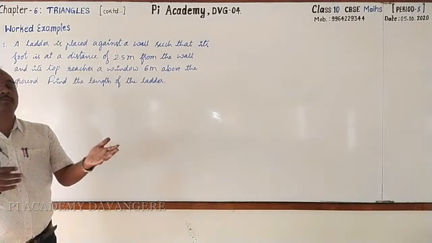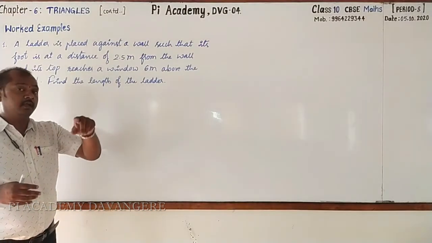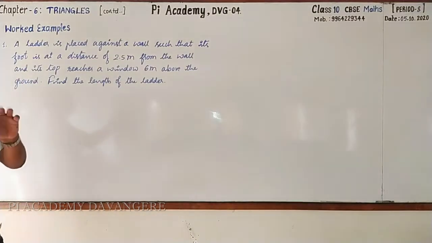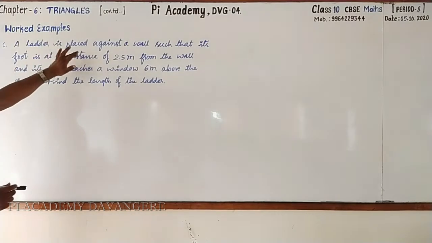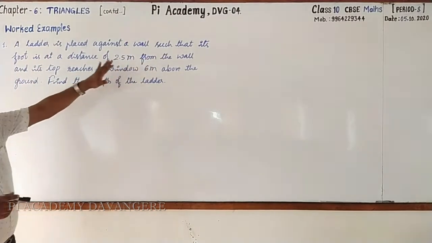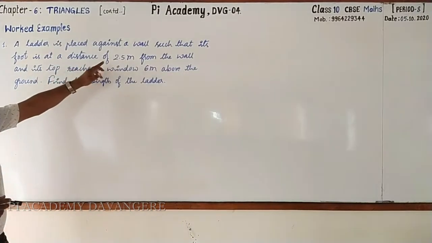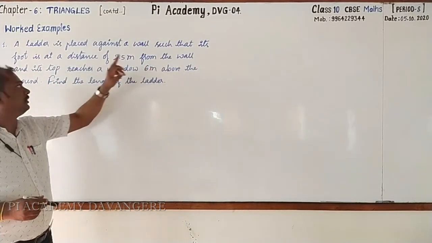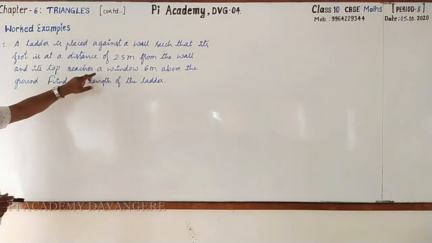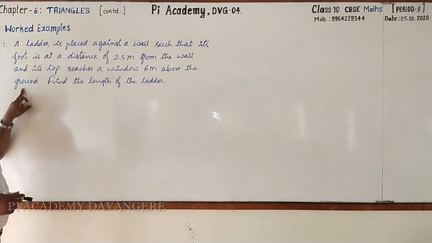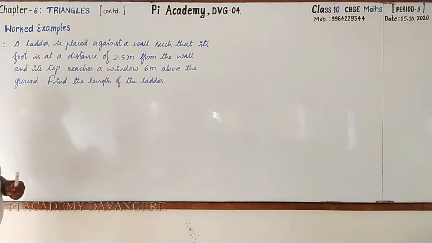We will go for proving that in the next class. And now, first we will solve some of the worked examples on Pythagoras theorem only. Look here, this is the first one. A ladder is placed against a wall such that its foot is at a distance of 2.5 meters from the wall and its top reaches a window 6 meters above the ground. Find the length of the ladder. Is it not simple? Definitely.